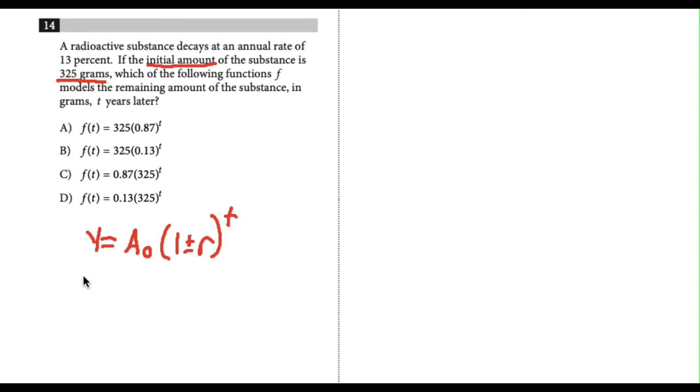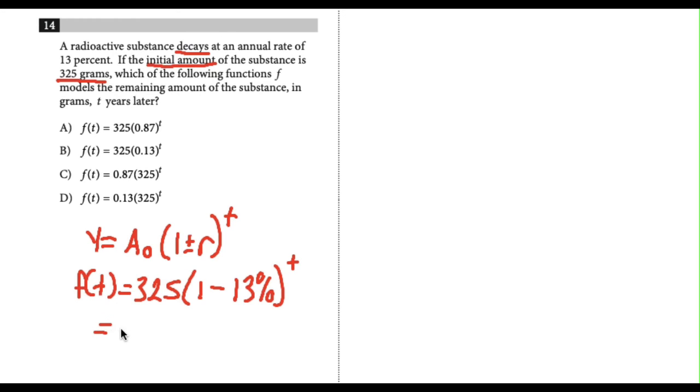And instead of y, we're going to have f of t, which is going to equal our initial amount, 325. And then we're going to have 1 plus or minus the rate. Since this is radioactive decay, we're going to use 1 minus our rate of 13% raised to the power of t. And finally, this is going to be 325 times 0.87, which is 1 minus 13%, raised to the power of t, which is going to be answer choice A.